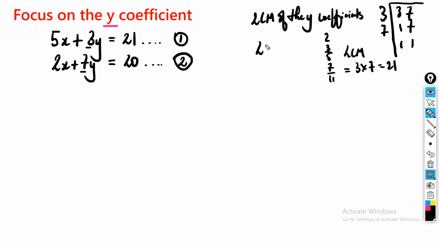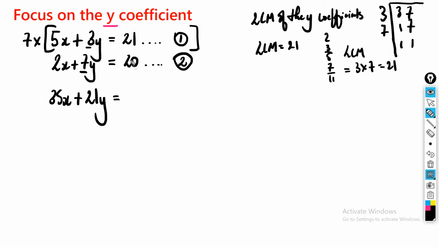So since we have the LCM being 21, now we know that we need to try and make the y coefficients for both equations 21, all right? So the first thing we're going to do is multiply the first equation by 7, because 7 times 3 gives us 21, right? So we're going to get 7 times 5, 35x. Then we get plus 21y is equal to 7 times 21 would give us 140 plus 7. So I think it would be 147, right? Yes, 147.